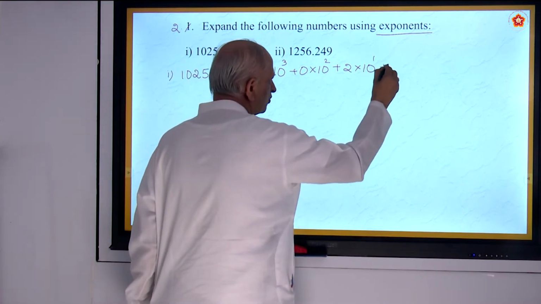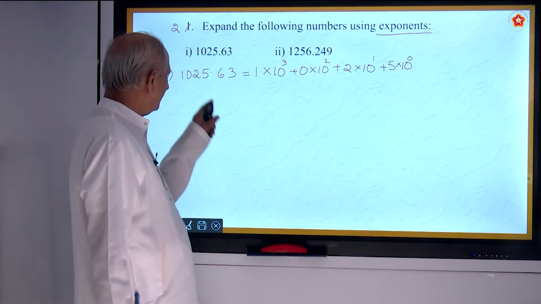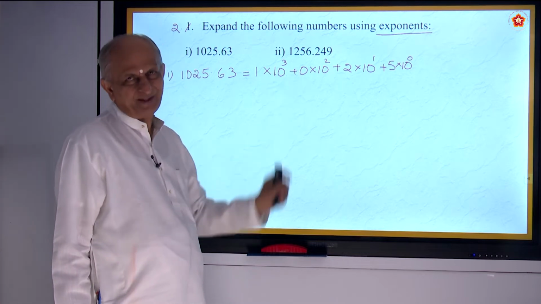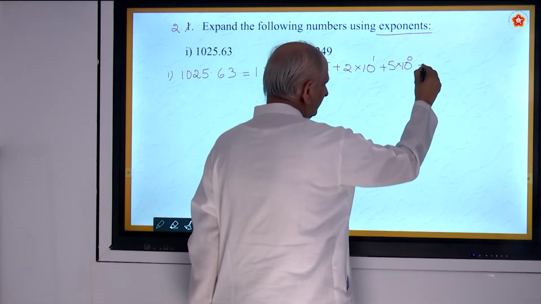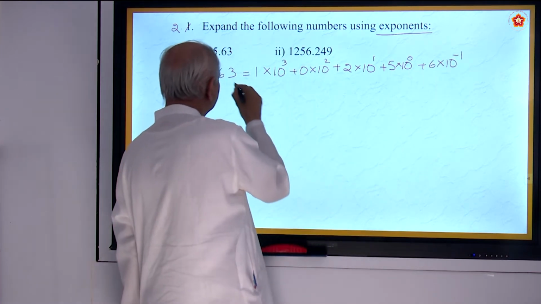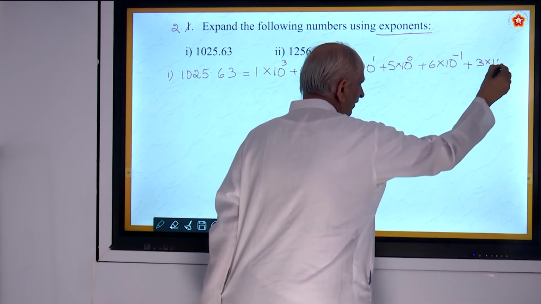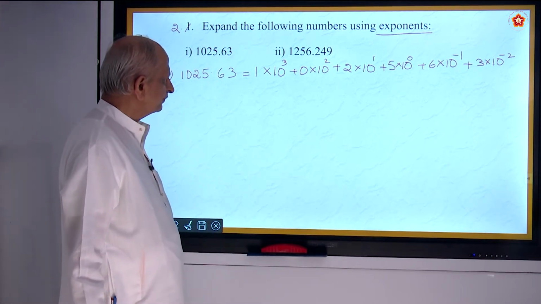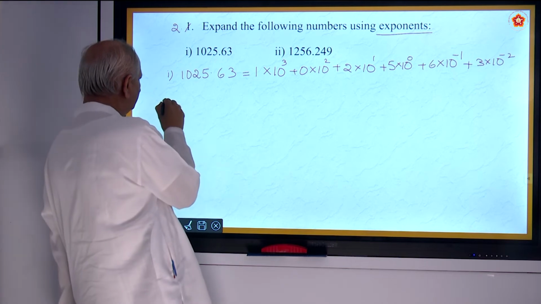And 5 into 10 to the power of 0. Correct? So units place, tens place, 100 place, 1000 place. Okay? Then come to decimals. How to write decimals? You must write minus 1 for the first decimal, and lastly minus 2 for the second decimal, 10 to the power of minus 2. Correct? That's all.